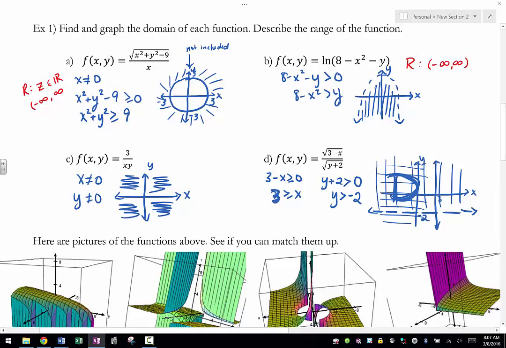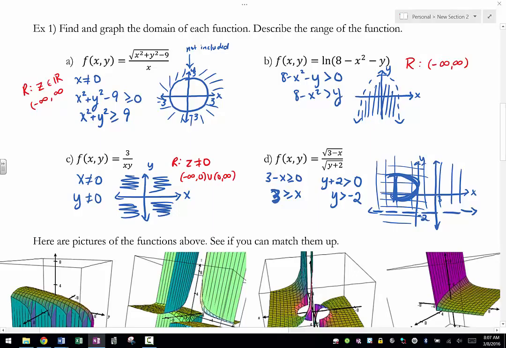All right, and let's see. Next, I have 3 over xy. So if I look at 3 over xy, can I ever get 0? Well, a fraction only equals 0 if the top equals 0. So my range definitely doesn't include 0, but can I get everything else? Well, if this goes toward infinity, I'm headed towards 0. If one of these is positive and one of these is negative, I can get both positives and negatives. And it looks like, yeah, I can get everything except 0. So my range in interval notation would look like this.